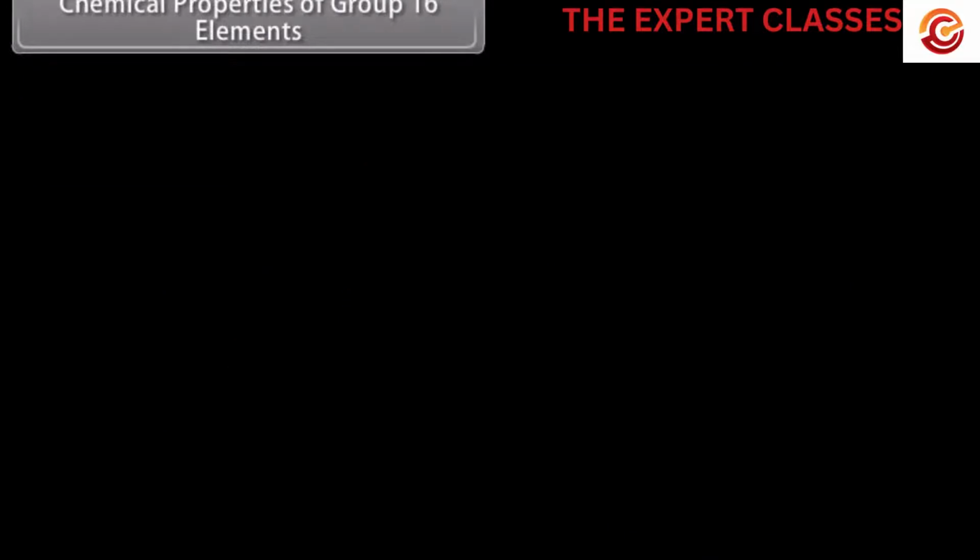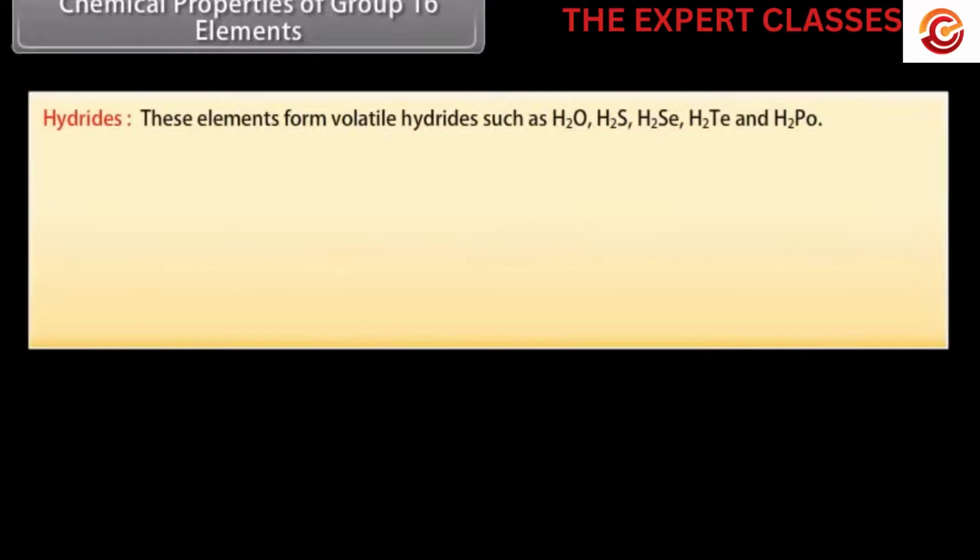Chemical properties of group 16 elements. Oxygen is the most reactive of these elements. Some important trends in the chemical reactivity of the compounds of these elements are the following. Hydrides. These elements form volatile hydrides such as H2O, H2S, H2Se, H2Te and H2Po.